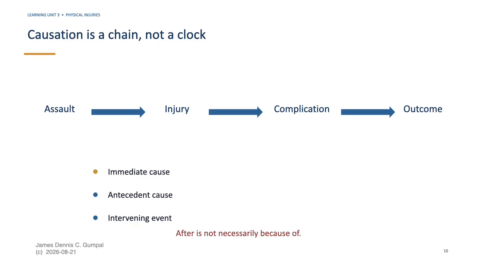Article 4 may impose liability even when the wrongful act differs from what was intended, but the causal connection must still be proved. Follow the chain: assault, injury, complication, outcome. Identify the immediate cause directly producing the condition or death, the antecedent cause that contributed earlier, and any intervening event occurring later. Medical treatment does not automatically break the chain.